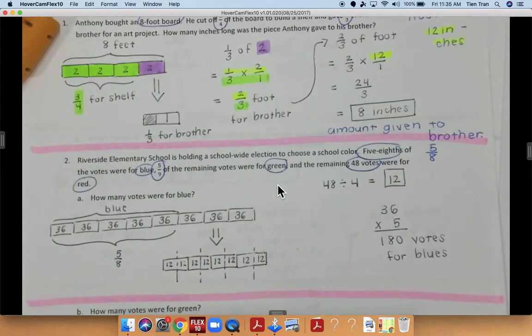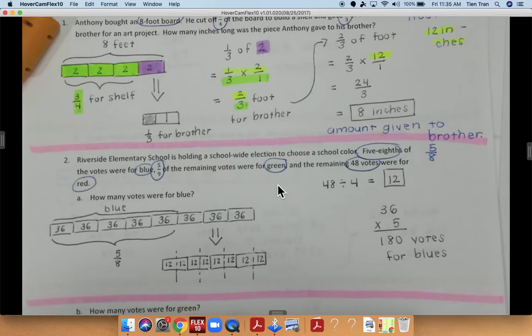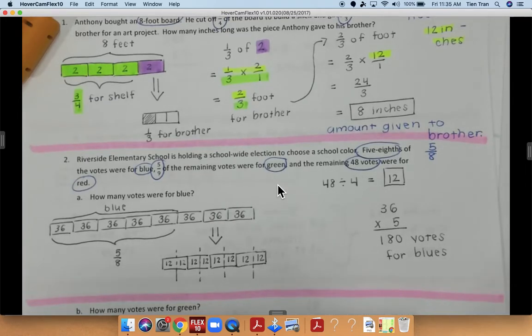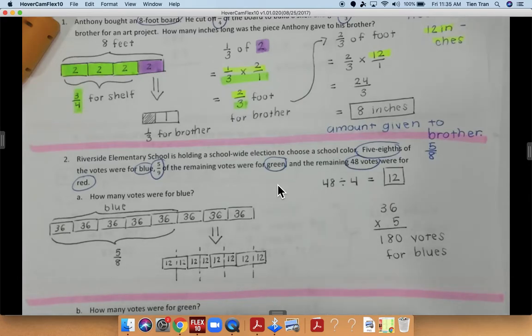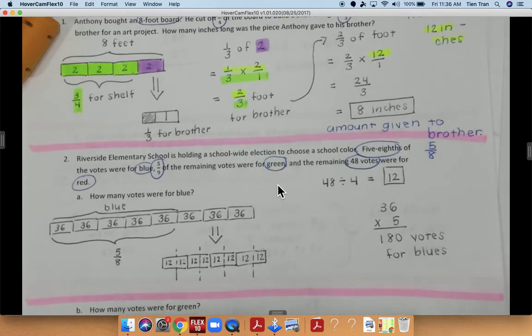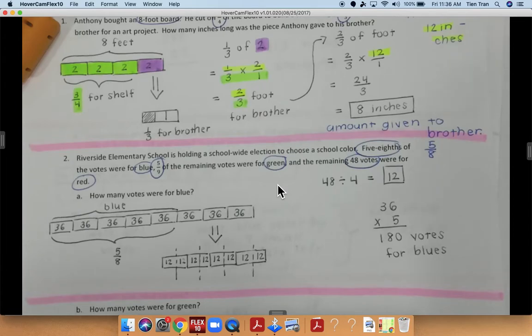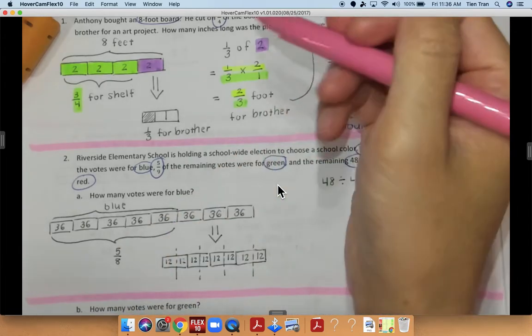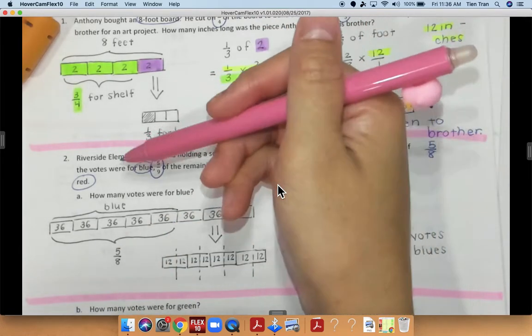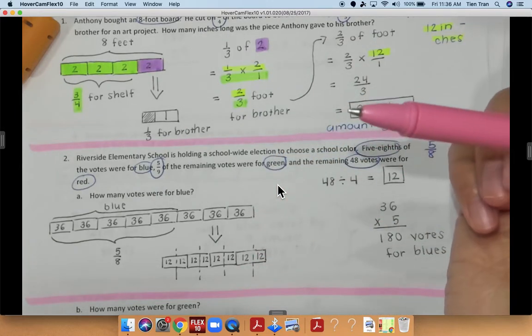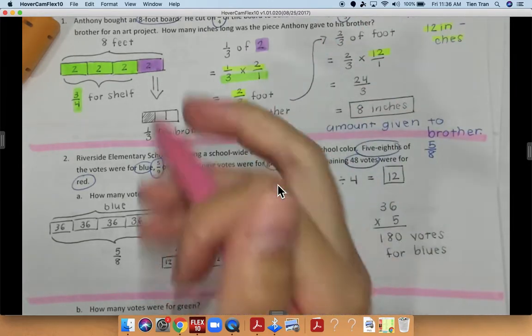First thing I did was circle the important parts in the story, and then I'm going to read again and try to figure out what the story is telling me. Riverside Elementary School, an elementary school, where students go to school, is holding a school-wide election. An election is when you vote for someone or something. In this case, they're voting for a school color, either blue, green, or red. So I need to figure out how many votes were for blue, because that's the question here.